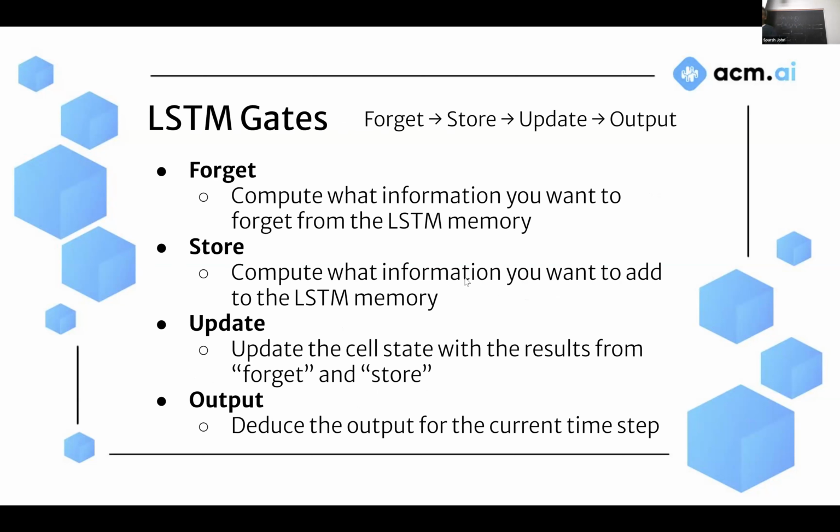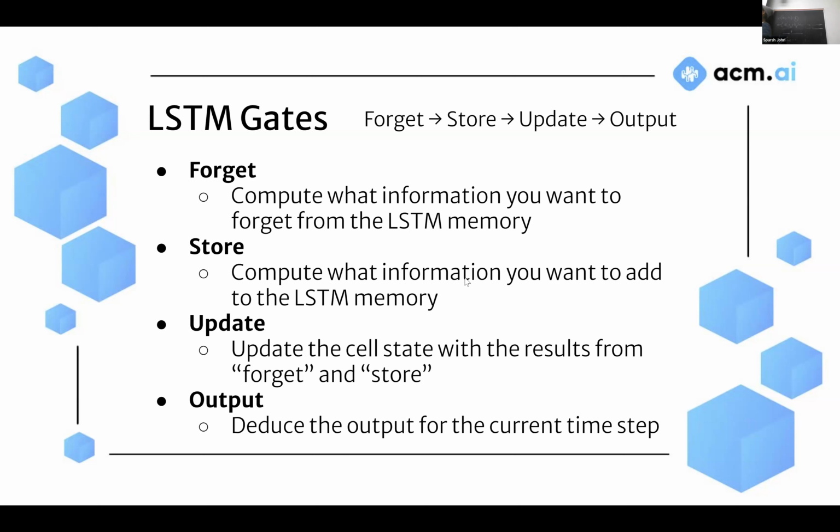So the important gates that we have, the first one is the forget gate. This computes what information you want to forget from the LSTM memory, from the cell state. That's the key. And the next gate is the store gate. It computes what information you want to add to the LSTM memory. So you're basically asking, okay, I currently have this memory, and I have this input. So what do I want to update about my memory? What have I learned from this current input?